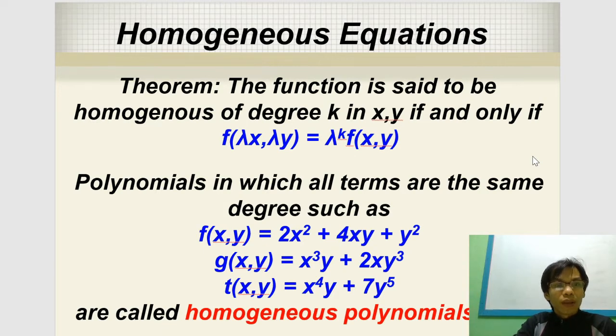For example, the first one, f(x,y) is equal to 2x squared plus 4xy plus y squared, has a degree of 2. Same with the other ones. The g(x,y) is equal to x cubed y plus 2xy cubed. It has a degree of 4. And the other one, t(x,y) is equal to x to the fourth y plus 7y to the fifth. It has a degree of 5.